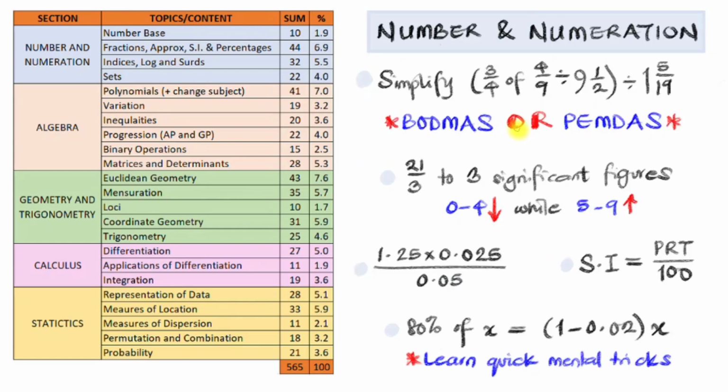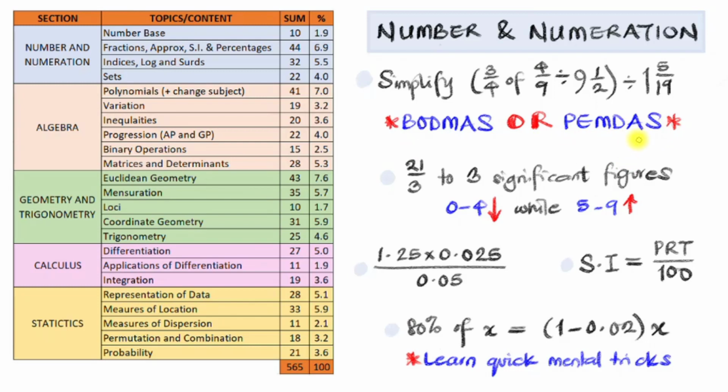Now the next topic in number and numeration involves fractions, decimals, approximations, percentages, profit and loss, shared and value added tax, ratio, proportion, and rate. And very, very important for you to solve this is BODMAS or PEMDAS. This is just bracket, of, division, multiplication, addition, and subtraction. Or you can say parentheses, exponent, multiplication, division, addition, and subtraction.